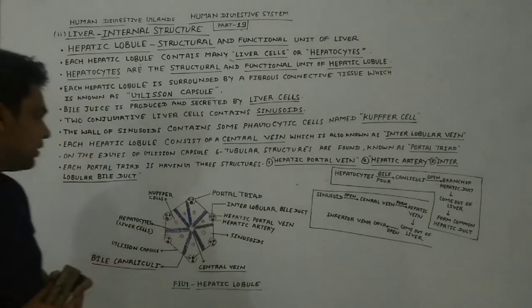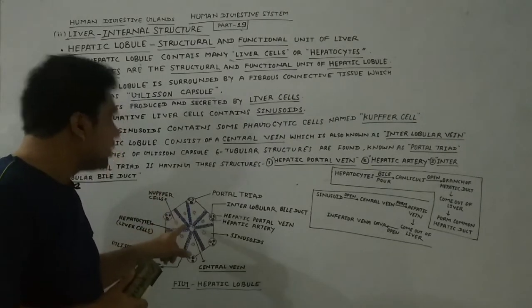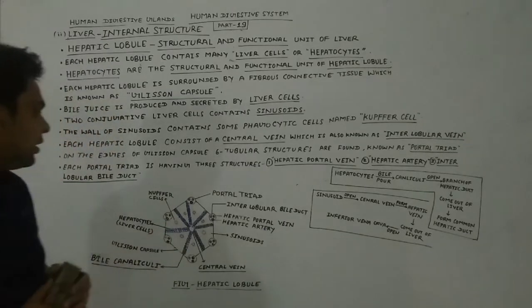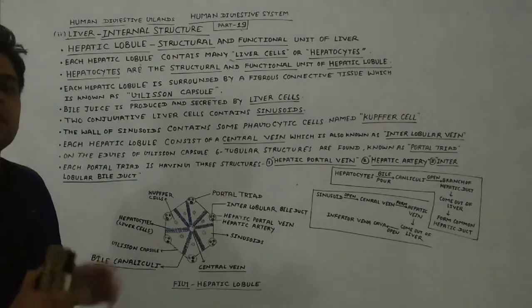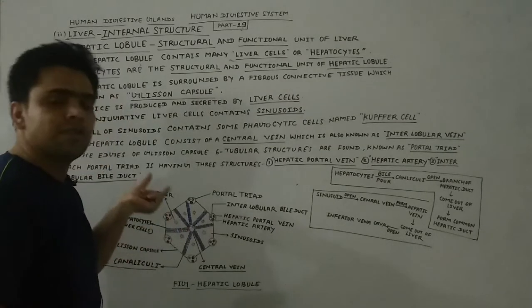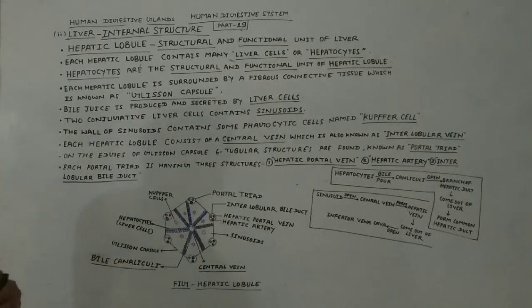You can see here these are the hepatic cells, and they are arranged in a plating manner. We can say they are arranged in a chain-like manner. Clear, students? So they are arranged in a chain-like manner.